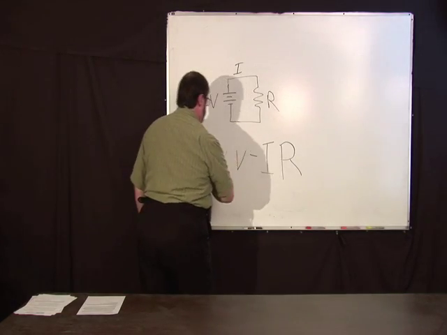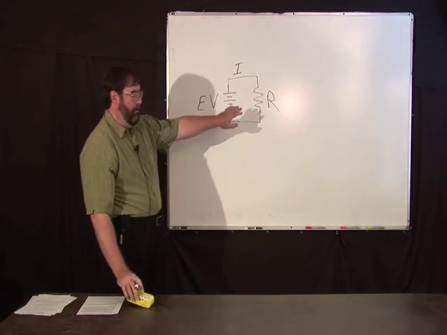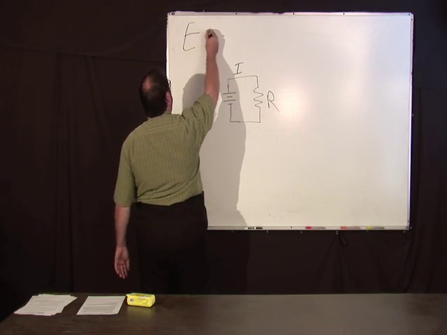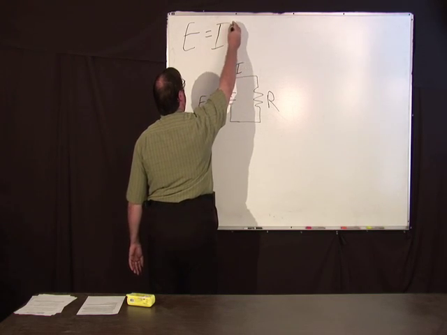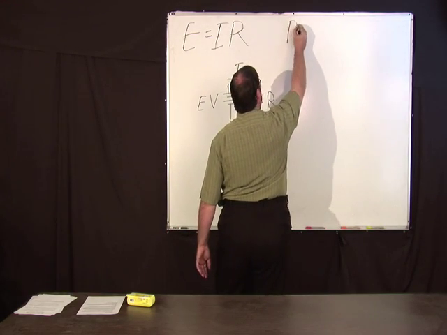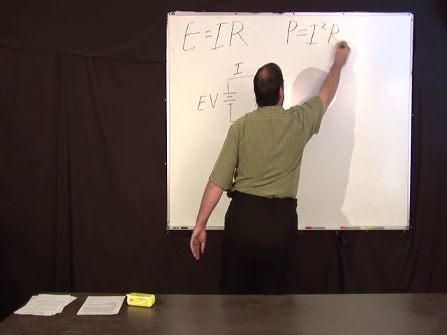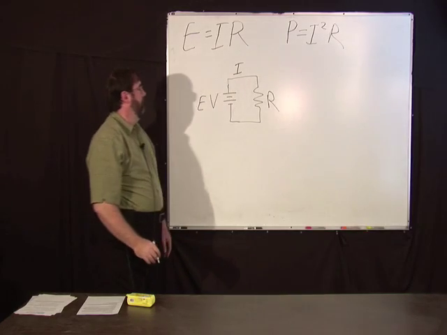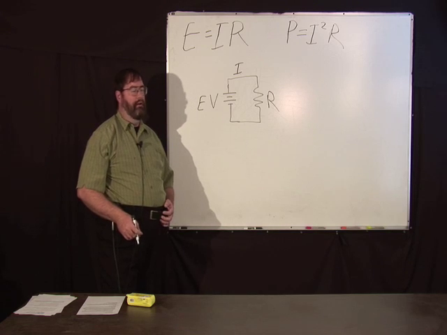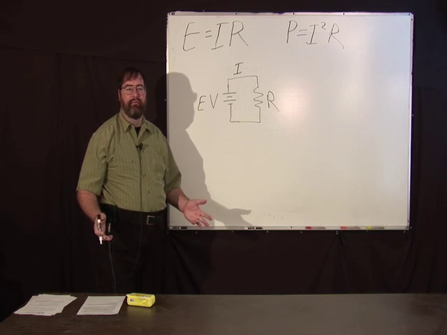The other thing is power. We've talked about that before. P, power delivered to the resistor, we've seen in previous podcasts, is I squared R. That and Kirchhoff's voltage law and Kirchhoff's current law pretty much is it. That's all of DC circuit analysis. You can stop there.